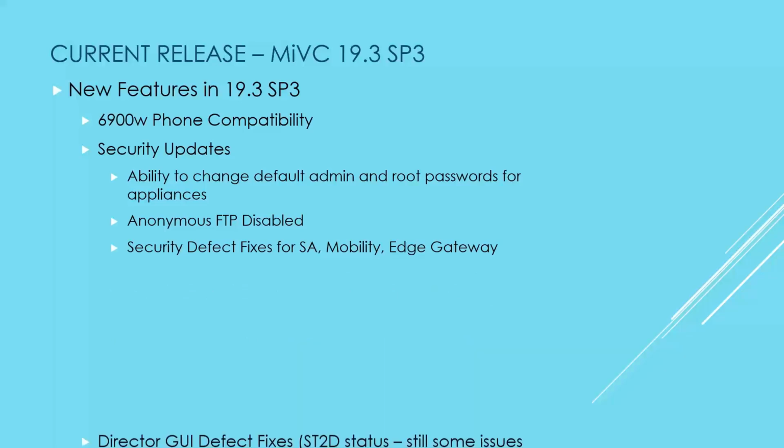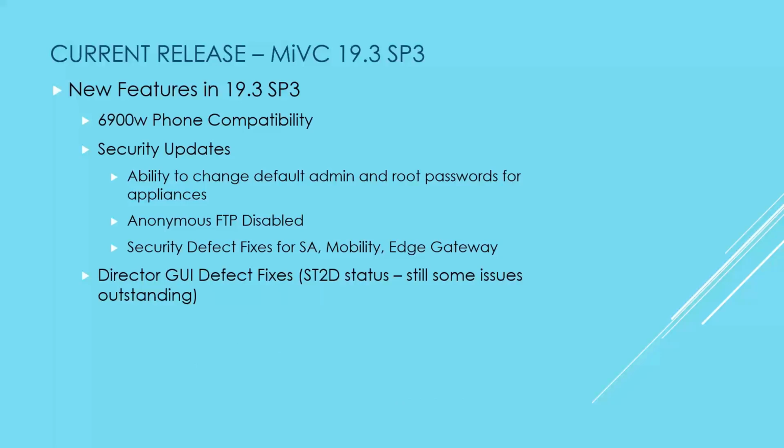Of course, our security updates we talked about. Some Director GUI defect fixes. So basically, these were status display issues, in particular around the ST2D switch, where that switch supports 2 PRIs, but it would always show as red if you only had one plugged in. So they did fix that so that it will properly report the status of both of its PRI spans if it's using 2 or only 1.